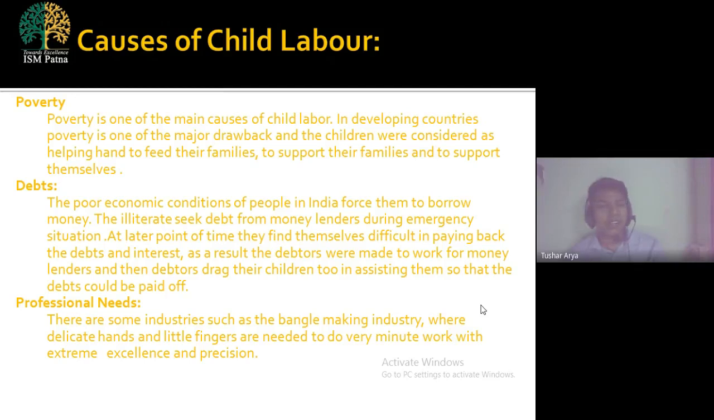Like a father having 6 children will think that I am having 12 hands to earn. Earlier I was earning alone in the family, now I have 12 more hands who will earn. But how will they earn? They think that the children, as they grow up, will work in the different areas which we have just mentioned right now. So these are the major causes of child labor.